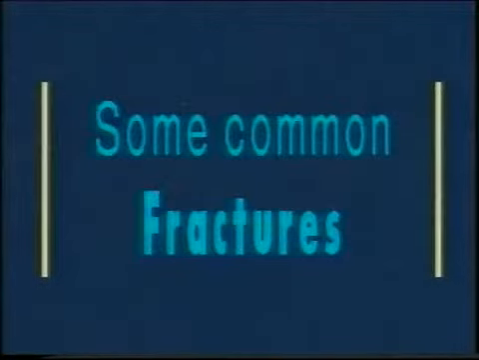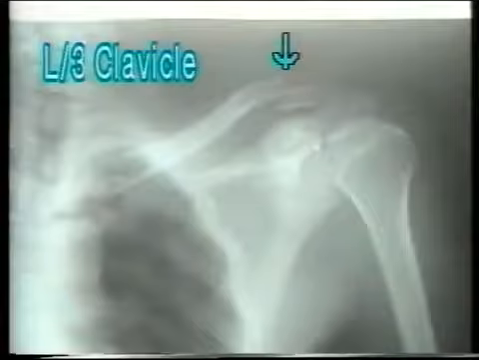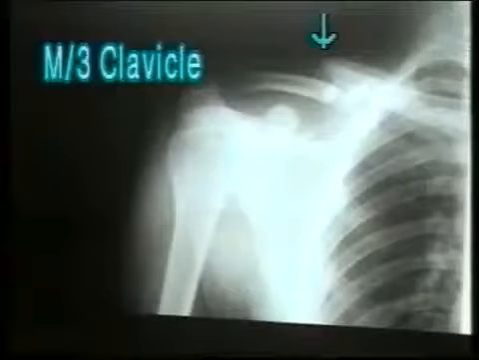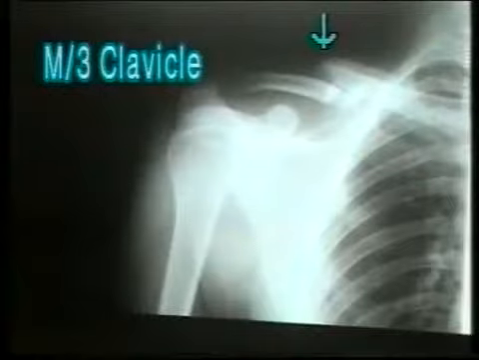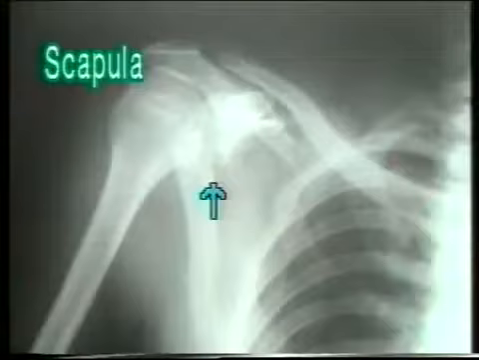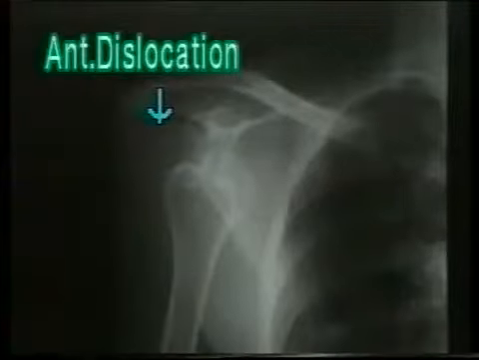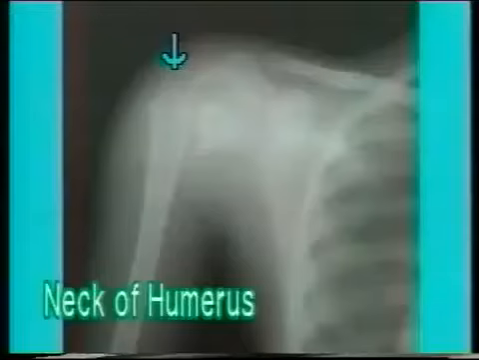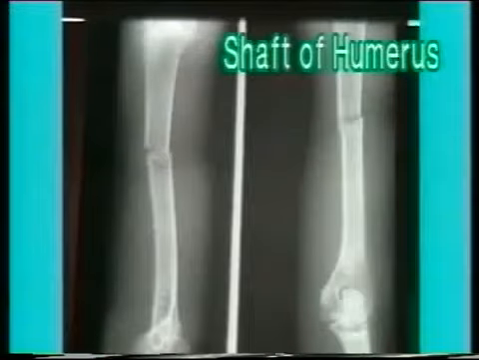Now we will see some common fractures. This is a fracture of the lateral third of the left clavicle. This is a fracture of the middle third of the right clavicle. This is a fracture of the scapula. This is a typical anterior dislocation of the right shoulder. This is a fracture of the neck of the right humerus. This is a fracture of the shaft of the humerus.